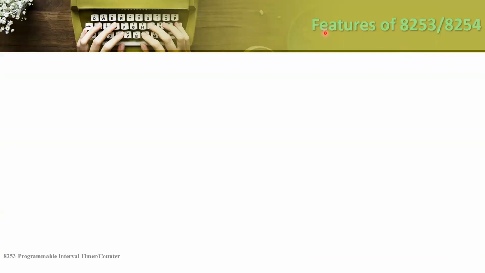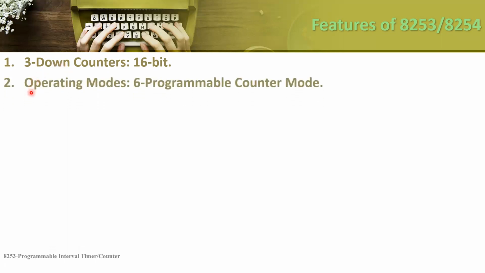Let's try to understand the different features of 8253. 8253 contains 3 down counters which are 16-bit each. Down counter means it performs the counting in a decremented manner, in the downward direction, from the highest value towards the lowest one. It has various operating modes. The 6 programmable counter modes are available in 8253.